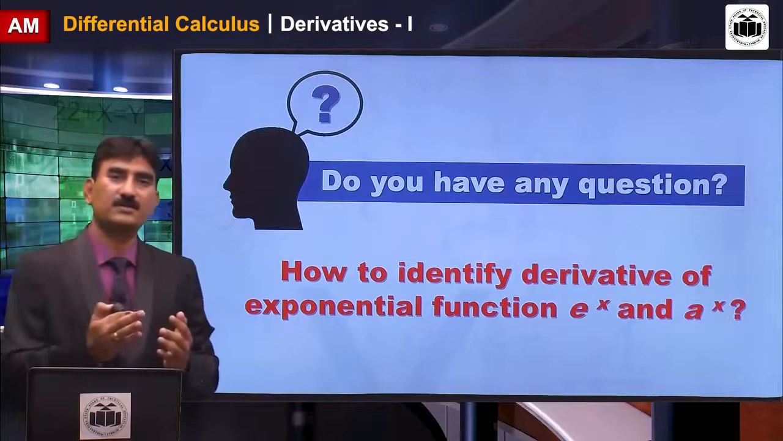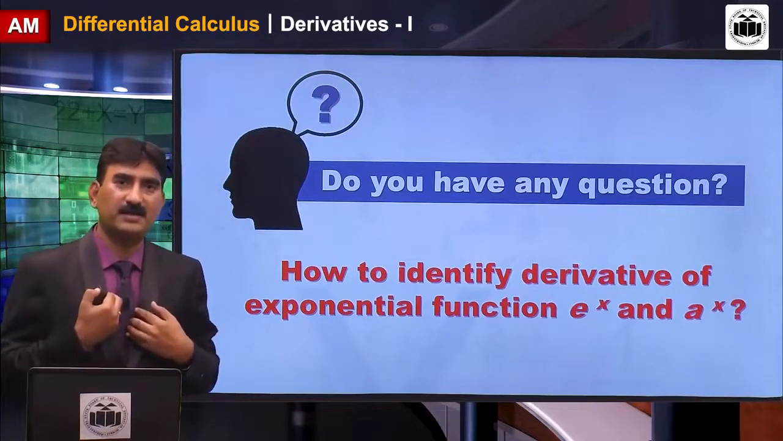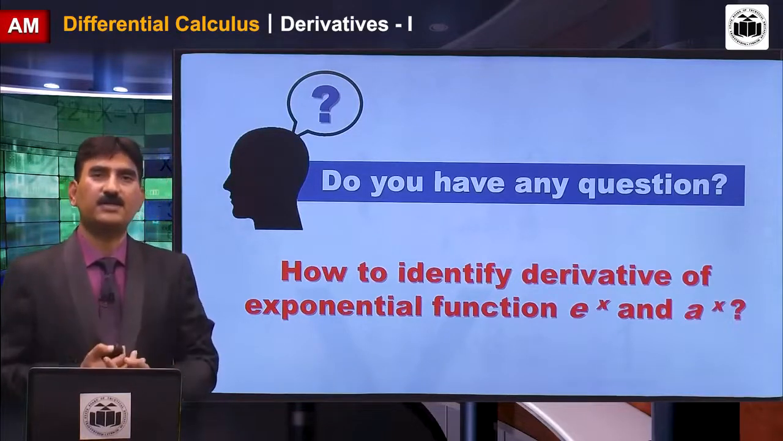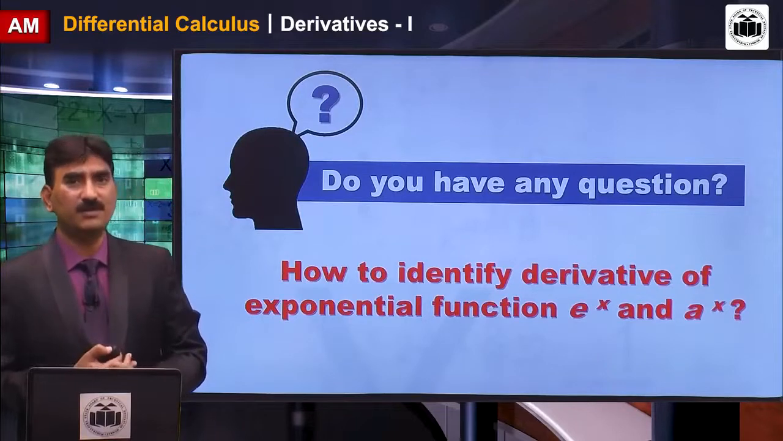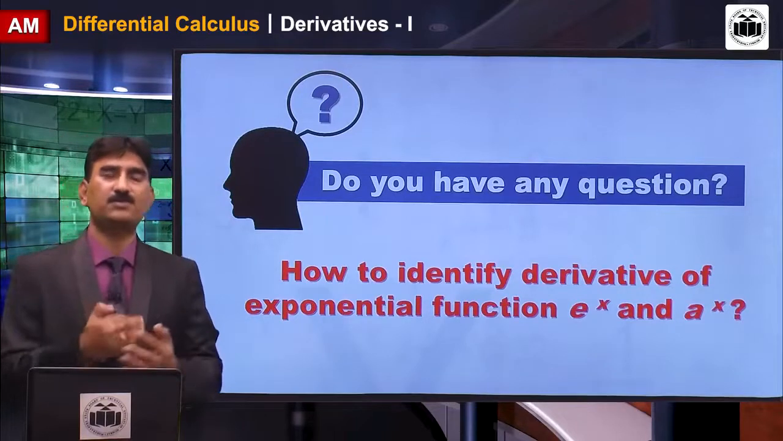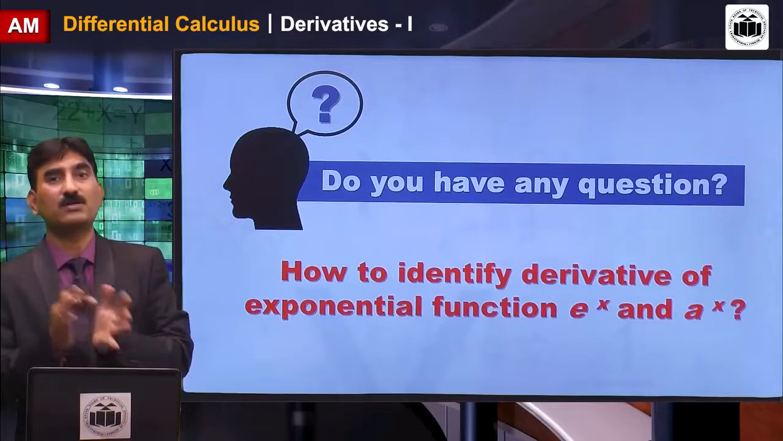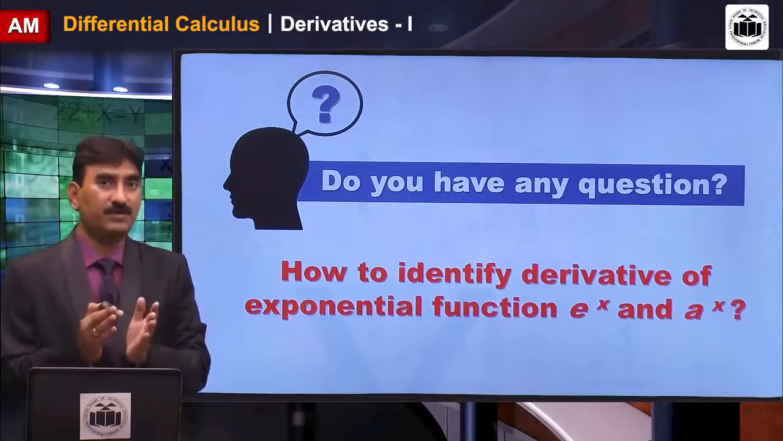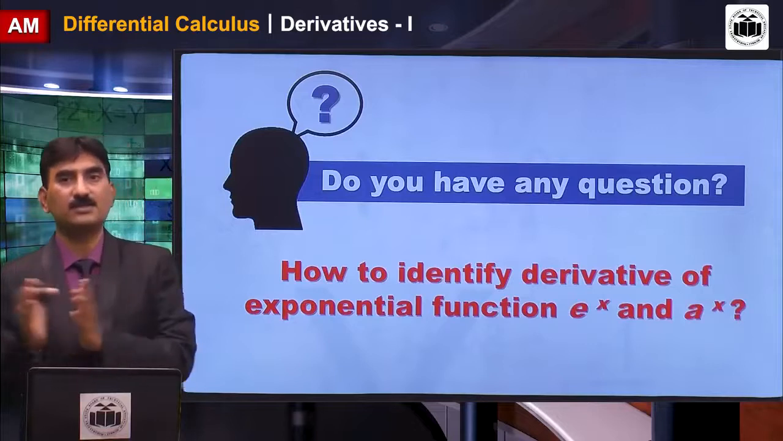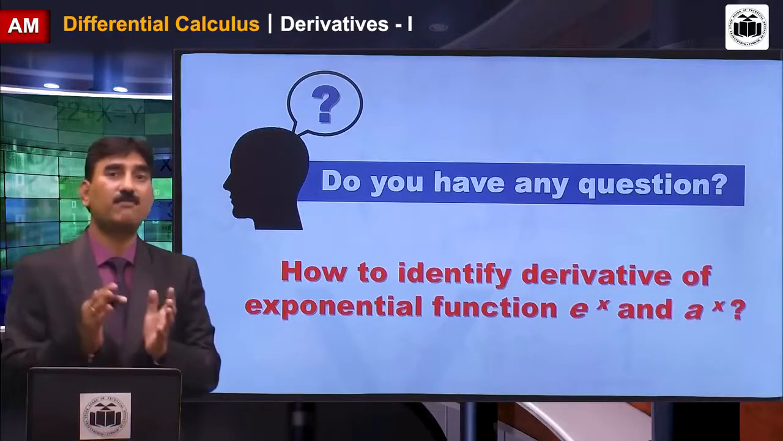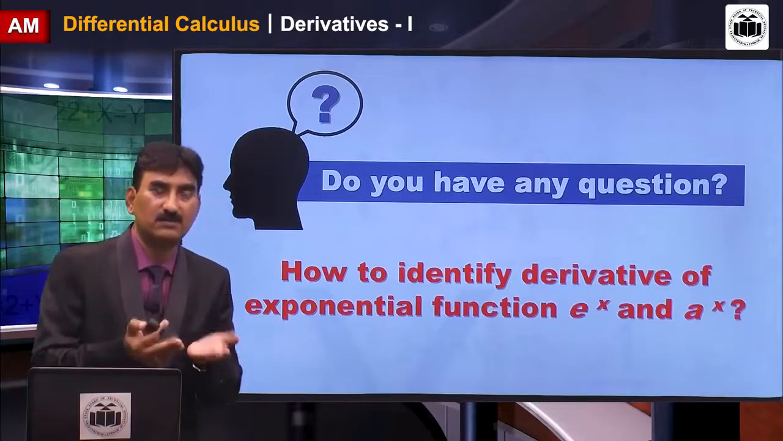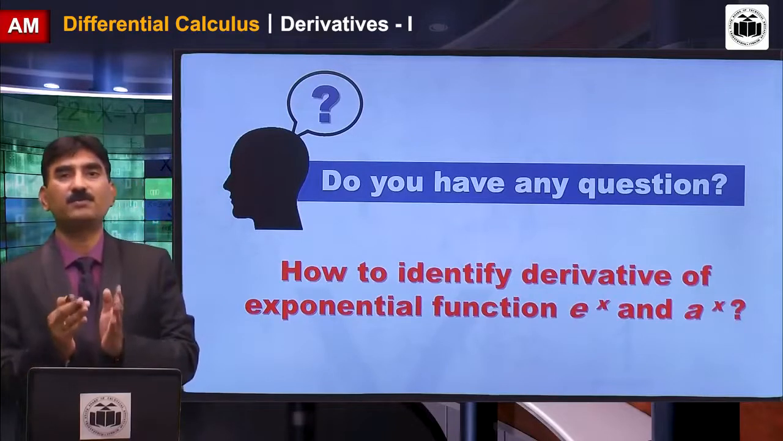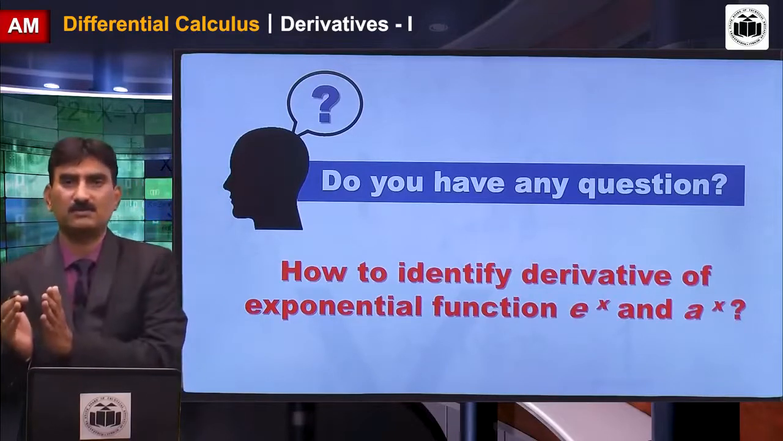Now I already explained the derivative of e raised to x by using the first principle of derivatives. The derivative of e raised to x is e raised to x into log e. But the value of log e is 1. So that's why we write down the derivative of e raised to x as only e raised to x.